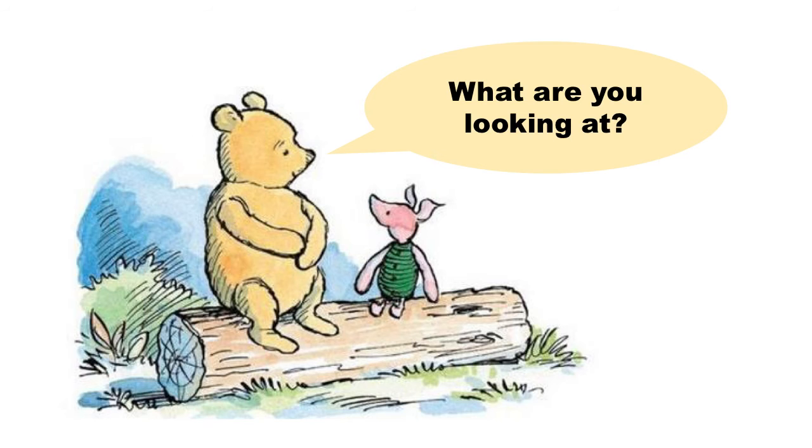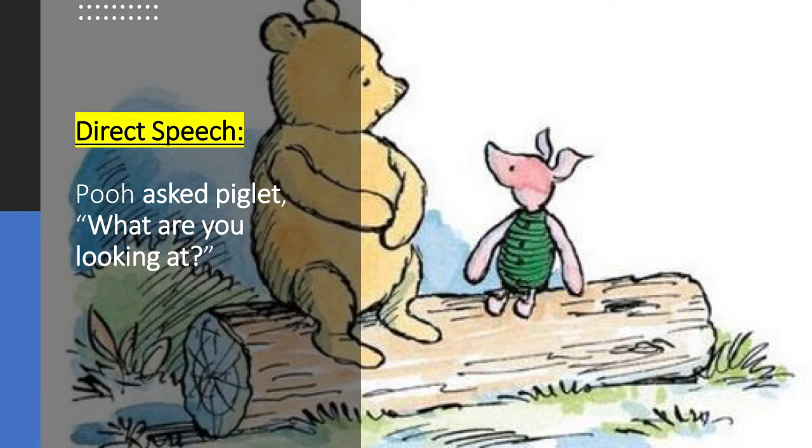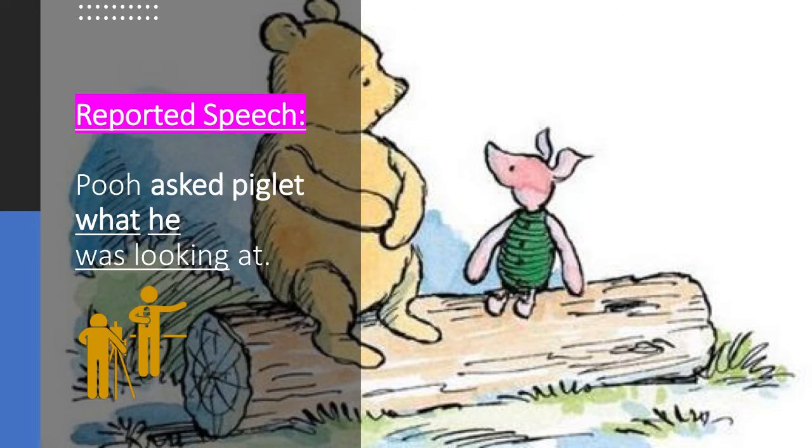"What are you looking at?" Winnie the Pooh is asking Piglet another question. When we describe the situation in a story, we use direct speech. Pooh asked Piglet, "What are you looking at?" We use quotation marks in direct speech. But when we report the situation to somebody else, we use reported speech. Reported speech looks like this. Pooh asked Piglet what he was looking at.